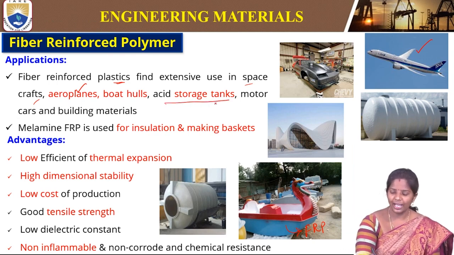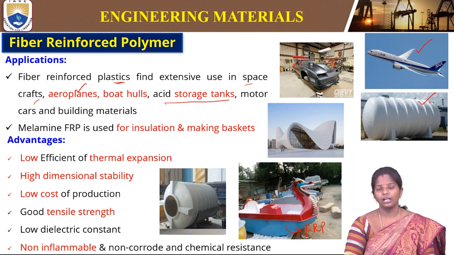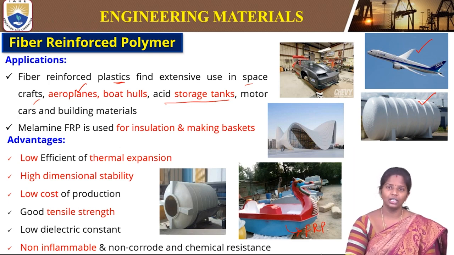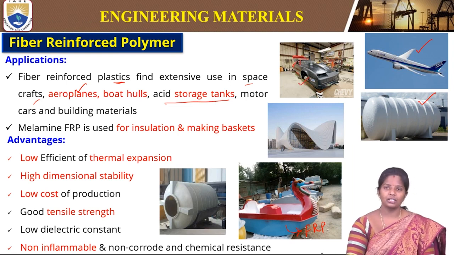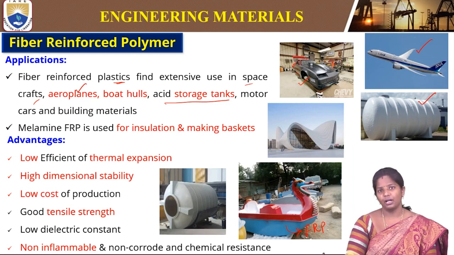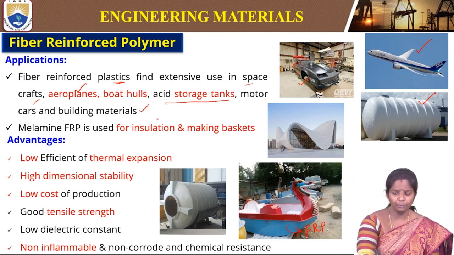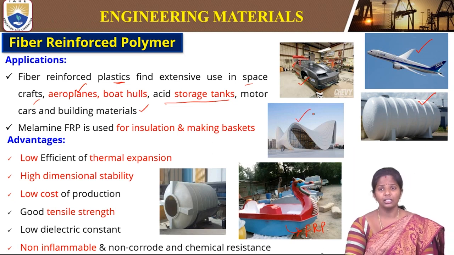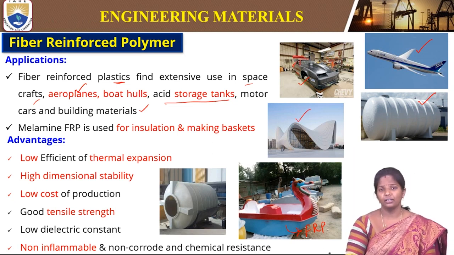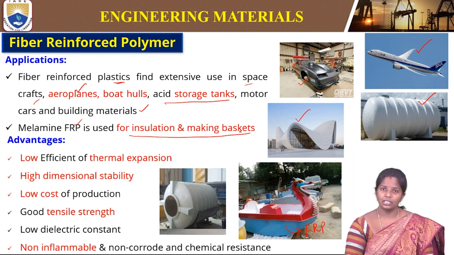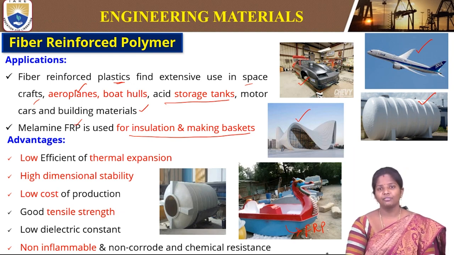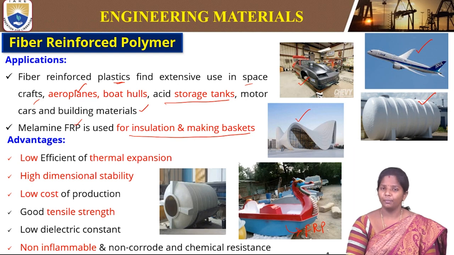Then acid storage tanks. They are chemically resistant, so we can even use it for acid storage. Motor cars: most of the parts in motor vehicles are made from fiber reinforced polymer. And building materials: we can mold it in different shapes and it is easier for construction purposes. The melamine FRP is used in insulation and making baskets. So these are good examples of fiber reinforced plastics or polymers.